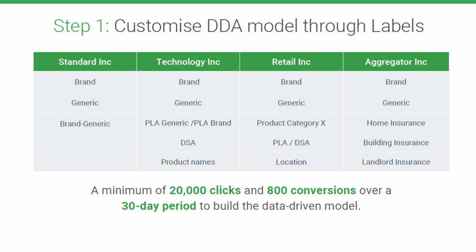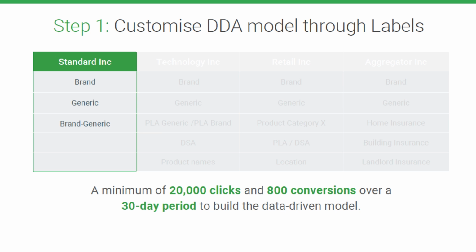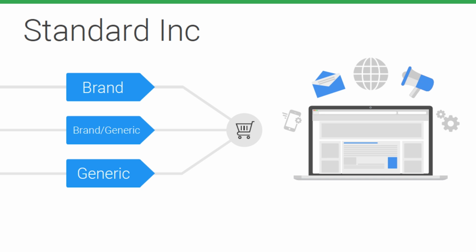Here are some examples to give you some inspiration on how to create different label structures for your different DDA models. The business Standard Inc. might just create a simple model, where one label would cover just brand keywords, one label for generic keywords, and one label for a combination of both, and include the main floodlight tags which best represent your KPI. We would advise every business out there to create one DDA model according to this methodology.